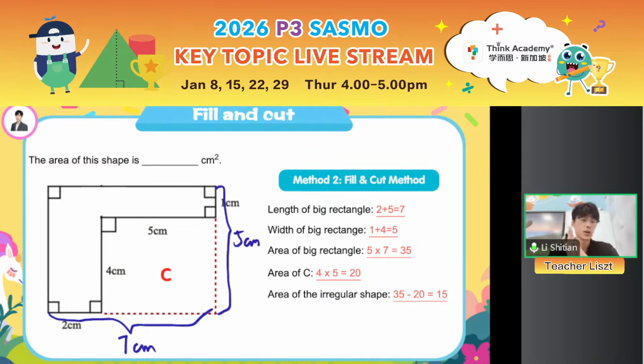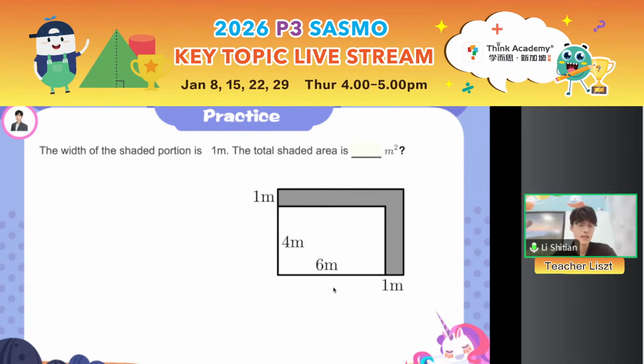So why does the teacher teach you guys 2 different methods here? Because probably in SASMO, we can only use method 1, and probably we can only use method 2. And sometimes, fortunately, we can use method 1 or method 2. So you guys need to pay attention to it. For which kind of question can we use method 1, and which kind can we use method 2? Okay, so now let's look at this question. The width of the shaded portion is 1 meter. The total shaded area is what? Let's see. For this kind of question, can I use the splitting method? Can I?